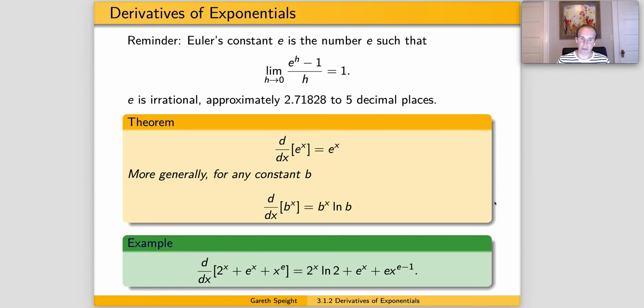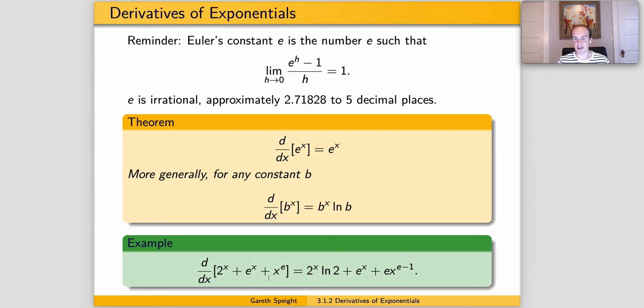Okay, so now we can combine these rules with the rules we already saw for how to combine derivatives. If we want to do the derivative of a sum, it would be the sum of the derivatives. So here, for instance, the derivative of 2 to the x becomes 2 to the x ln 2. The derivative of e to the x becomes e to the x.